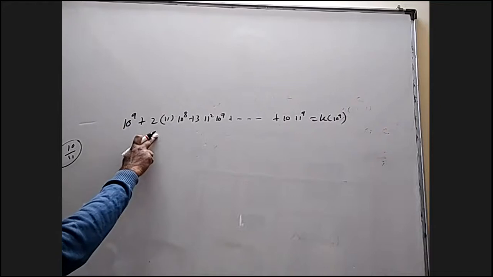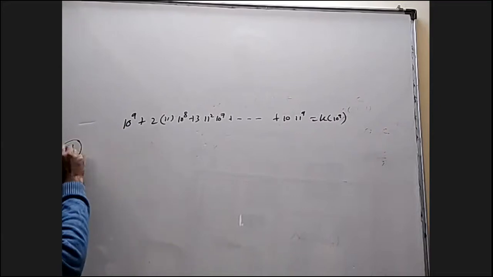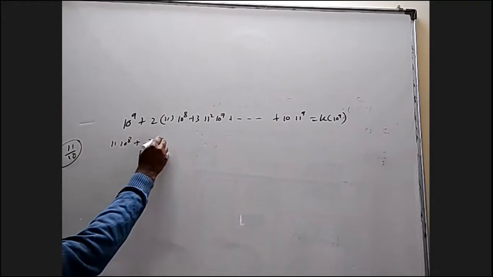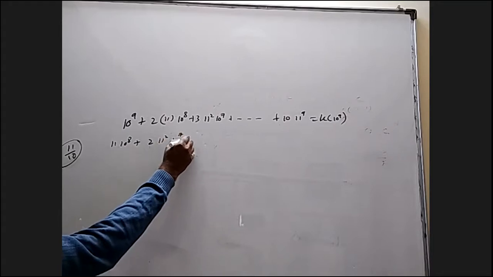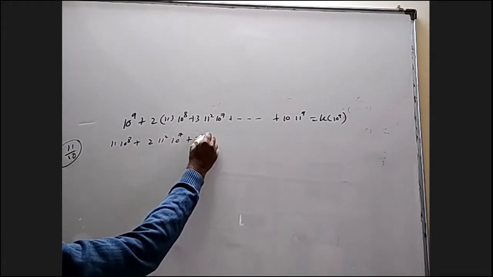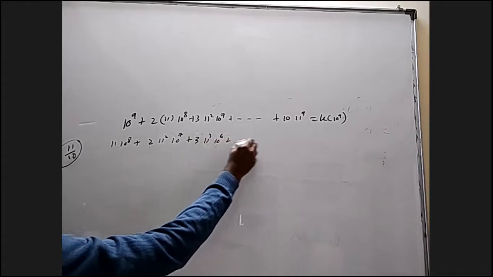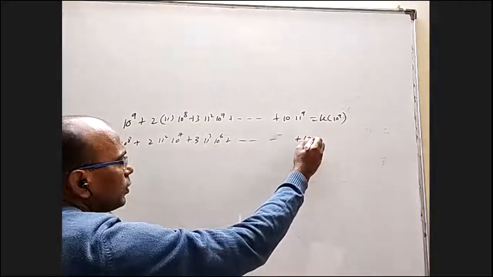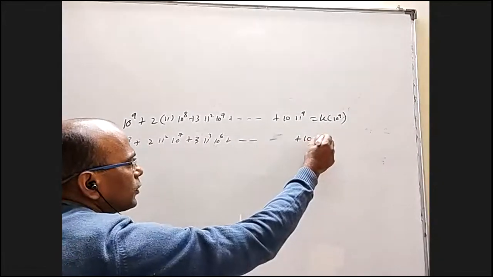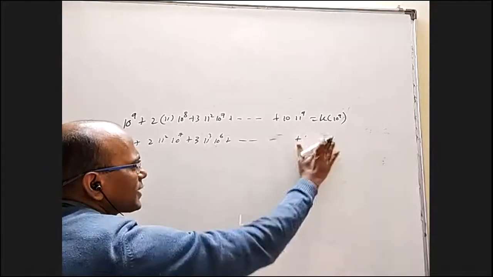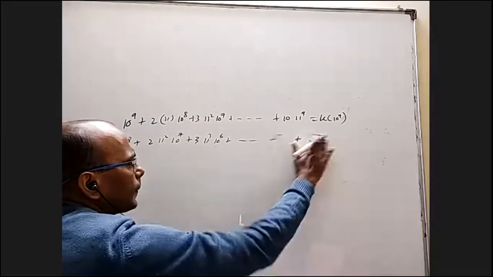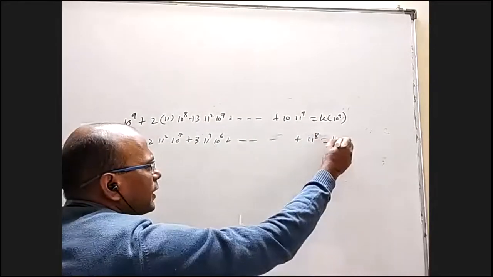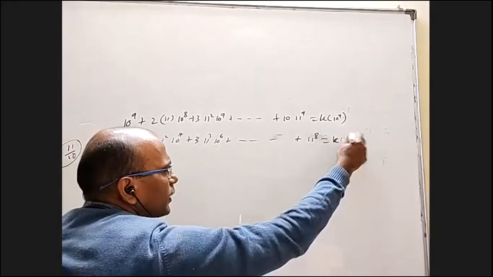Actually, the common ratio is 11 by 10. When I multiply by 11 by 10, this is 11 into 10 power 8. This is 2 into 11 square into 10 power 7. This is 3 into 11 cube into 10 power 6. This will be 10 into 11 power 8 into 10, which will cancel, simply 11 power 8, equal to k into 11 into 10 power 8.